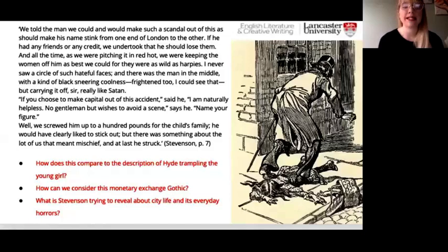Okay, so I want you to think about these questions and then move on once you're ready to continue. So how does this compare to the description of Hyde trampling the young girl, the one that comes directly before it? How can we consider this monetary exchange to be Gothic? And what is Stevenson trying to reveal about city life and its everyday horrors?